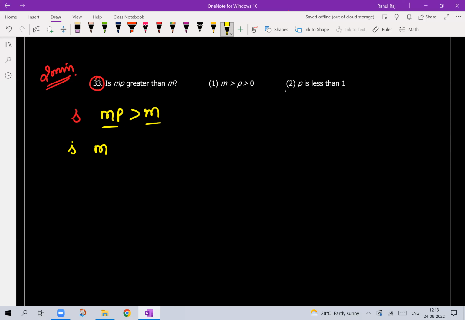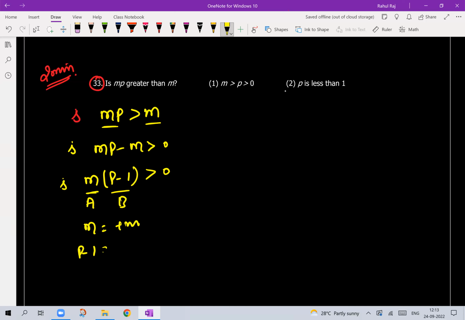Can I say, is MP minus M greater than 0? Or can I say, is M into P minus 1 greater than 0? My question is what now? Is A and B greater than 0? If A and B are greater than 0, it means the signs of A and B should be the same. So my job is now to prove that if M is positive, P minus 1 should be positive. If M is negative, P minus 1 should be negative. I'm just supposed to prove whether the signs of M and P minus 1 are the same or not. This is my final question now.